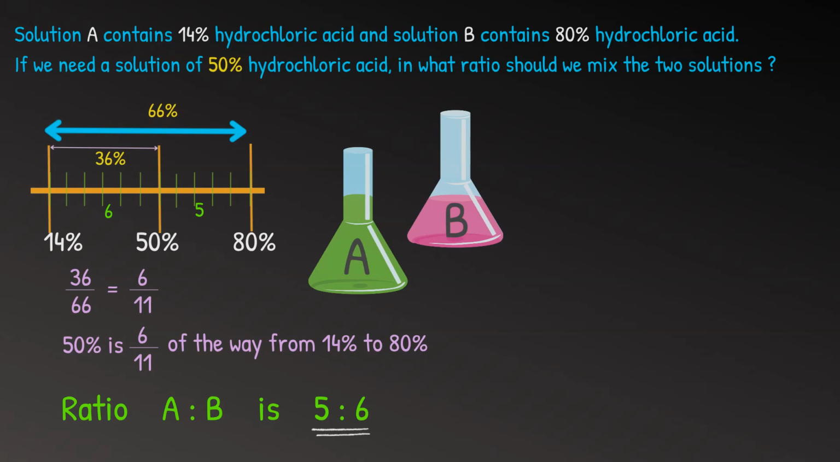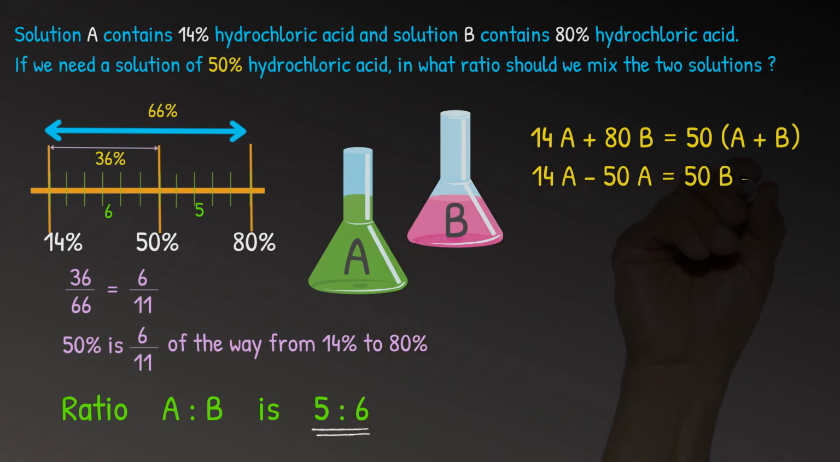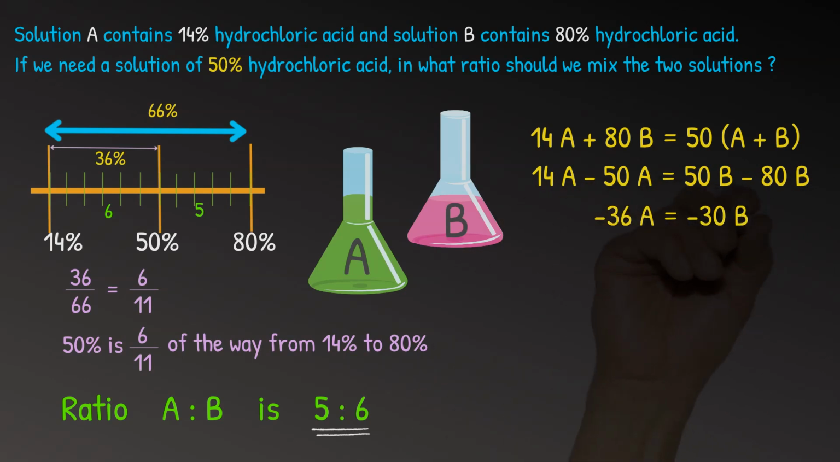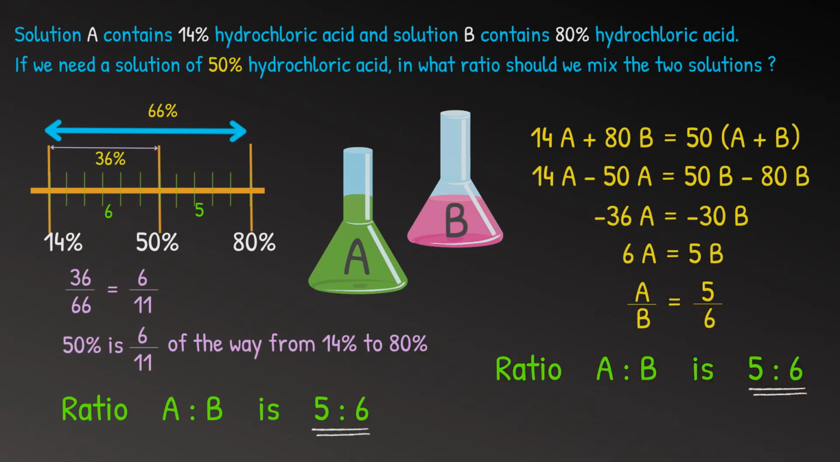Now you can also work this problem out algebraically, which you may prefer, and I think it's probably easier, you're less likely to make a mistake. So we have 14A plus 80B, and that's equal to 50 in brackets A plus B. So if we move all the A's to one side and the B's to the other side, we have 14A minus 50A is equal to 50B minus 80B. So that means minus 36A is equal to minus 30B, and 6A is equal to 5B. So A divided by B is 5/6, or the ratio of A to B is 5 to 6.